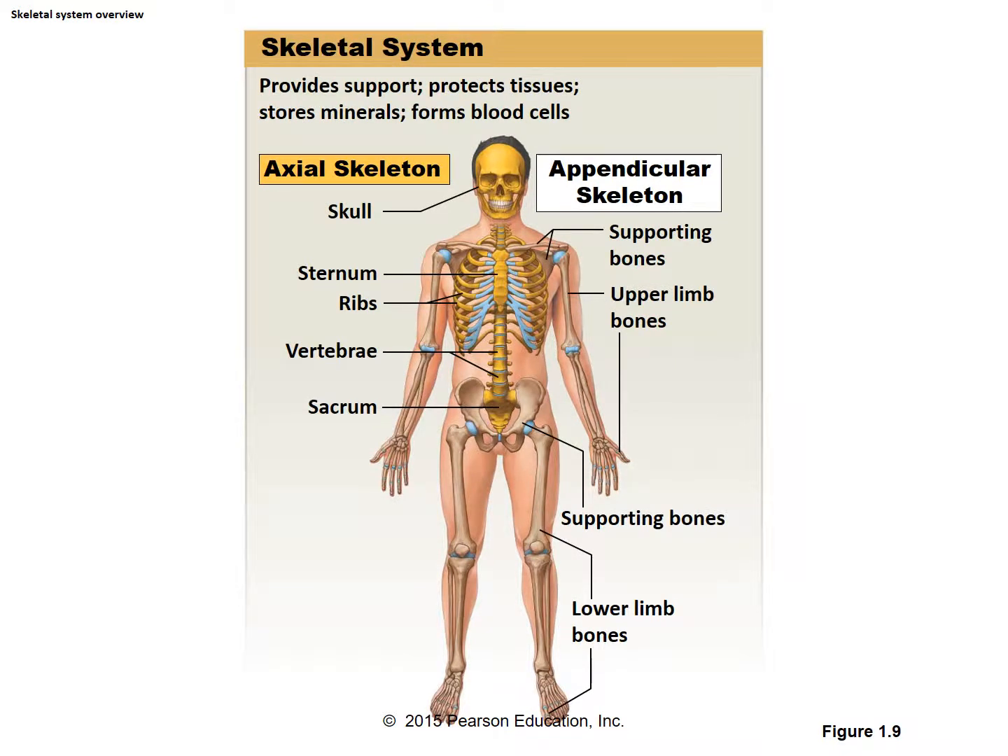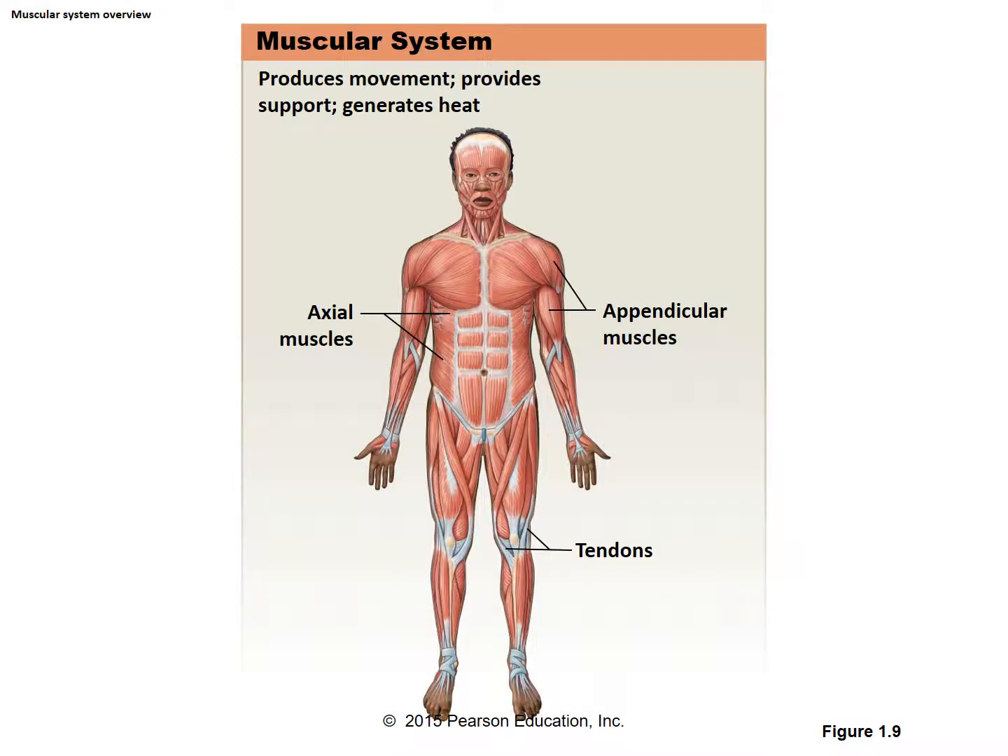Next is skeletal system. The skeletal system provides support, protects tissues, stores minerals, and forms blood cells. It is going to be composed of the axial and appendicular skeletal system that exists throughout the body. Our muscular system is designed to provide movement, support, and generate heat. Anecdotally, it's also the highest amount of protein we have in our body is stored in our skeletal muscle.